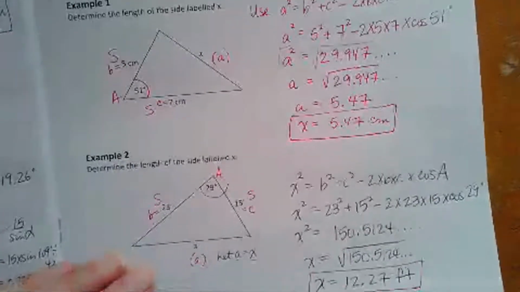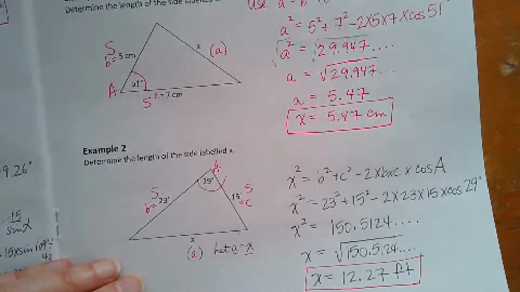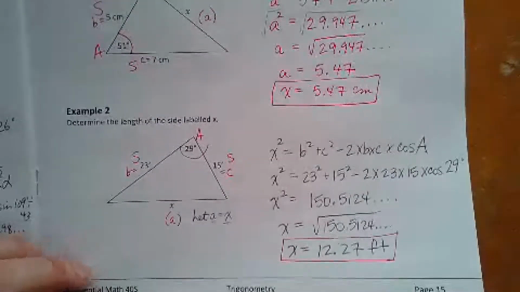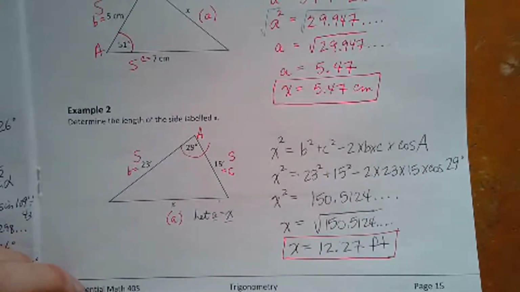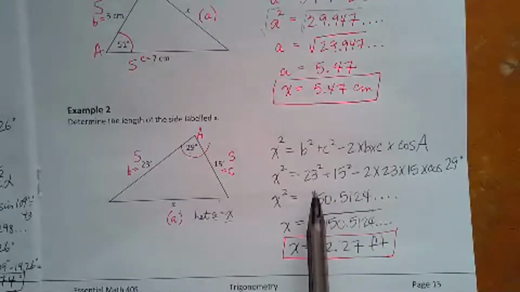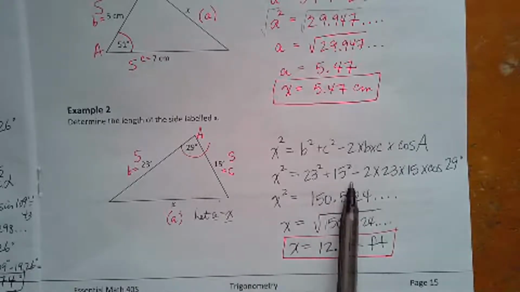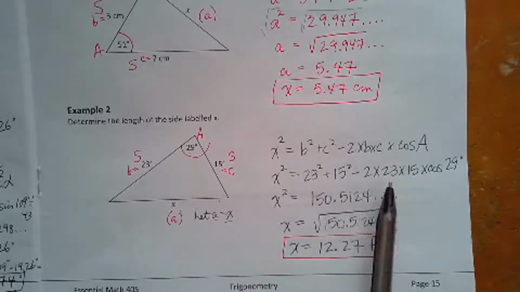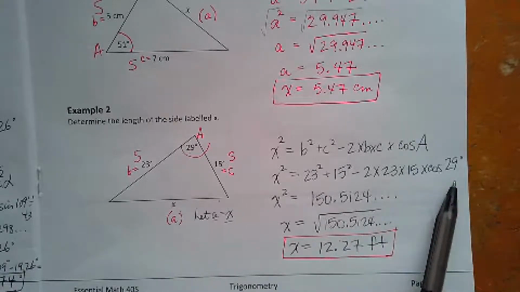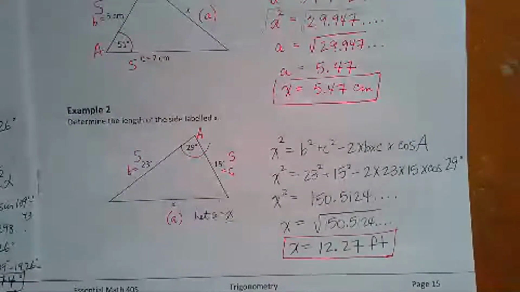Oh, okay, I'll slow down a bit then. I got a message that someone was lost. I'm not sure if it's just calculator steps. Remember, if you have a backwards calculator, you'll have to type it in: 23 squared plus 15 squared minus 2 times 23 times 15 times 29 cos. You'll have to switch those.